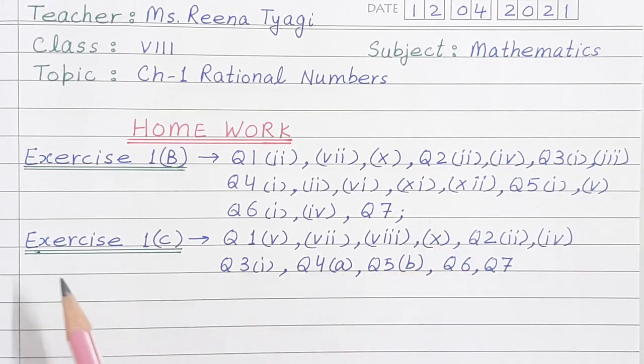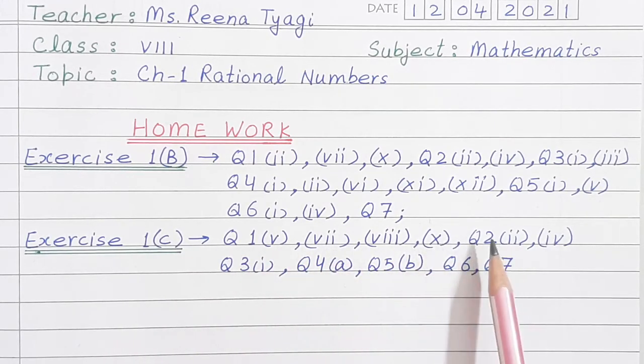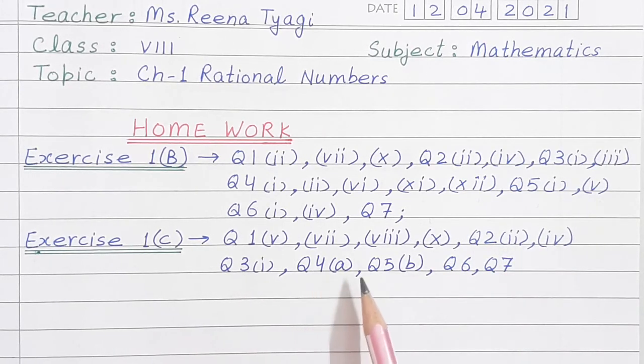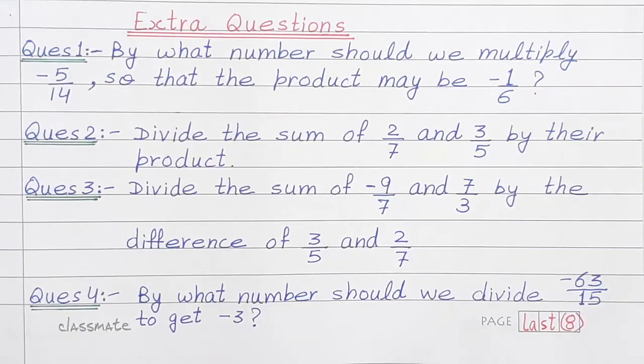And also questions from exercise 1C are question 1, 5th, 7th, 8th and 10th part. Question 2, 2nd and 4th part. Then question number 3, 1st part. Question 4, A part. Question 5, B part. Question 6 and question 7.